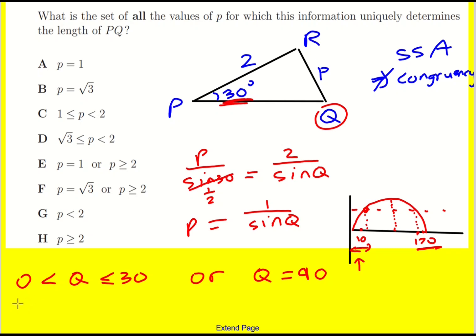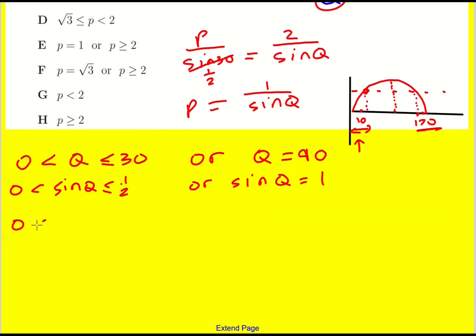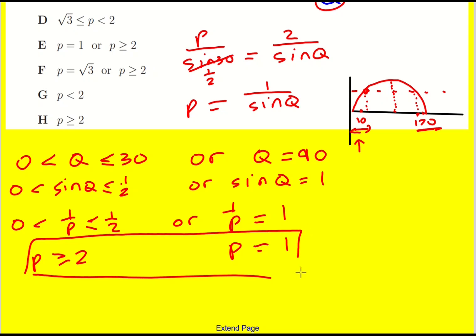Now I'm going to find out what sine Q is by just taking sine of both. Sine is an increasing function for this interval. We can do that, no problem. So 0 is less than sine Q, which is less than or equal to a half, or sine Q equals 1. Replace that by 1 over P. Therefore, P is either equal to 1, or for it to be between 0 and a half, it's going to have to be greater than or equal to 2. And that is our solution set.